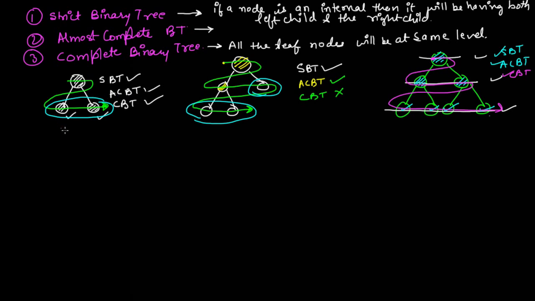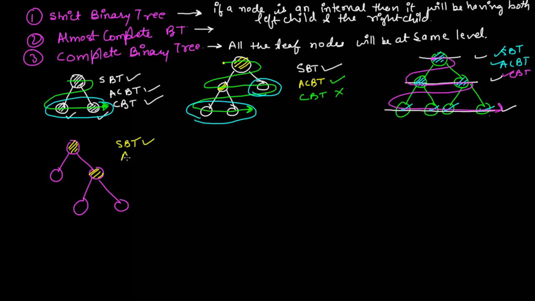Okay, now let us see an example. If, for example, we have this binary tree, here in this binary tree, it is a strict binary tree. Why? If a node has a child, then it has both a left child and a right child.